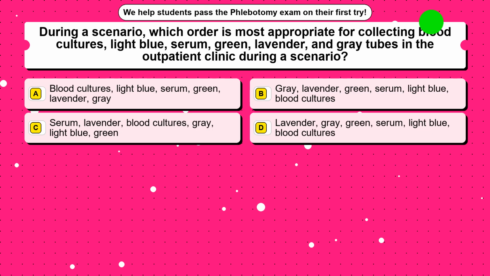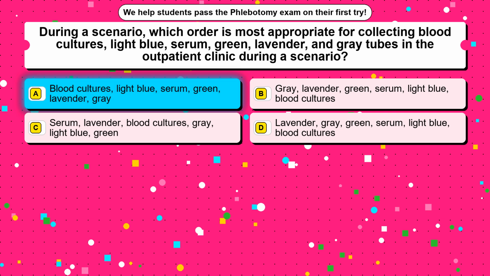Question 37. During a scenario, which order is most appropriate for collecting blood cultures, light blue, serum, green, lavender, and gray tubes in the outpatient clinic during a scenario? Option A, blood cultures, light blue, serum, green, lavender, gray. Option B, gray, lavender, green, serum, light blue, blood cultures. Option C, serum, lavender, blood cultures, gray, light blue, green. Option D, lavender, gray, green, serum, light blue, blood cultures.